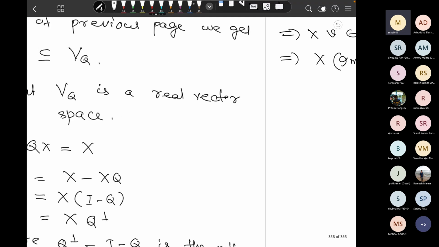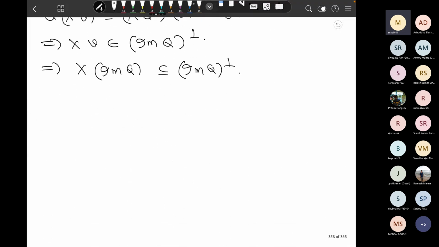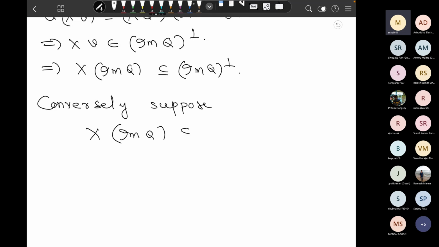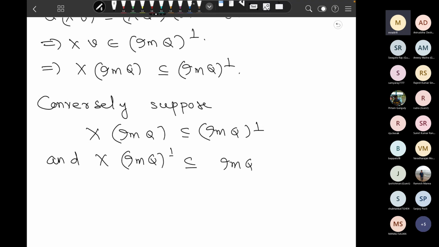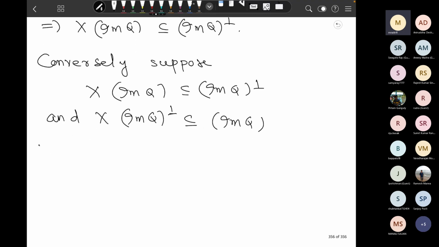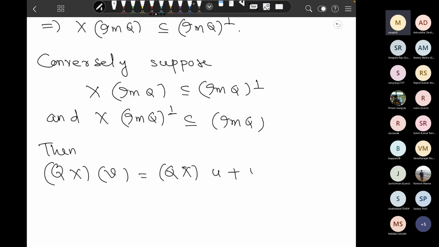And conversely, suppose X of image of Q is inside image of Q perp, and X of image of Q perp is contained inside image of Q. Then for QX of v, you can write v as u plus u perp.